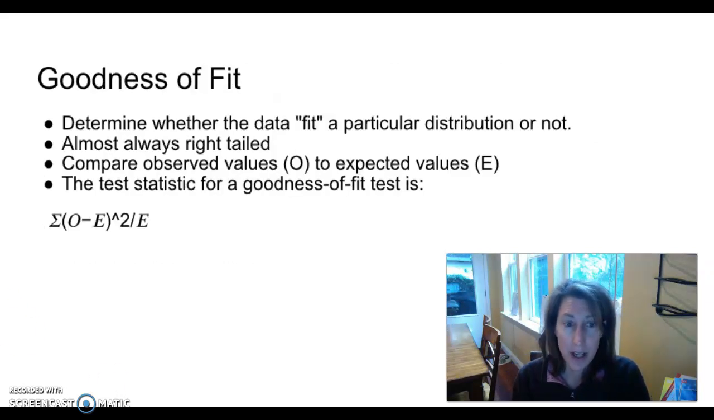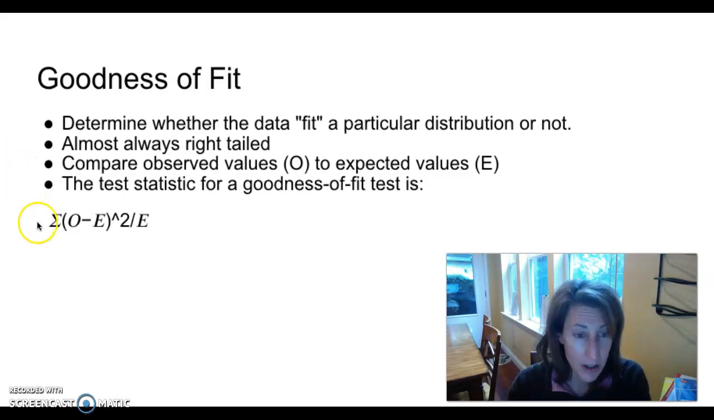We're going to do a couple of different kinds of tests. The first type is called a goodness of fit test, and that is when we see if the data fits a particular distribution or not. Usually it's always going to be right-tailed, and what we're doing here is we're going to compare observed values, which are the O, to the expected values, which are the E. And we're going to see if the observed fit the expected, and we do it with a test statistic that I tried to put in here as sigma. We add up all the differences in the observed minus the expected values squared, and then we divide by the expected.